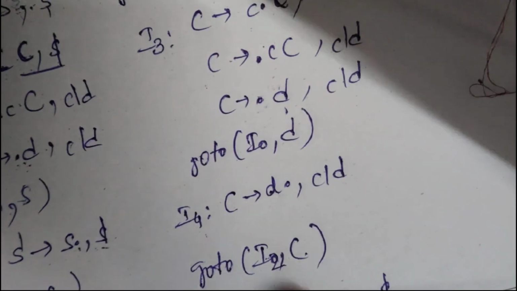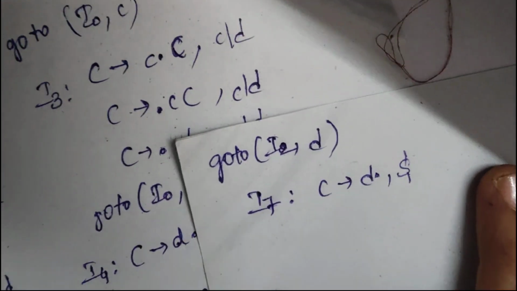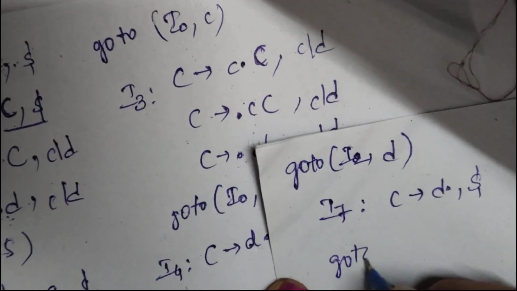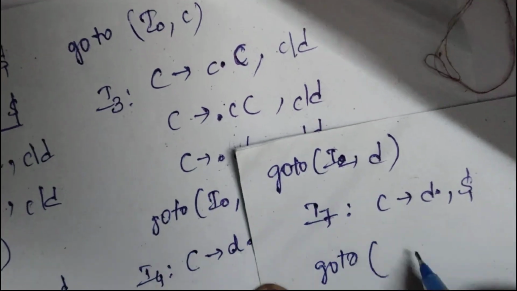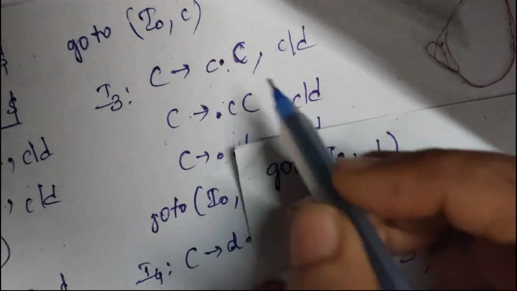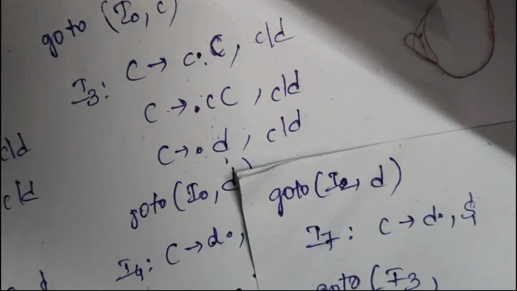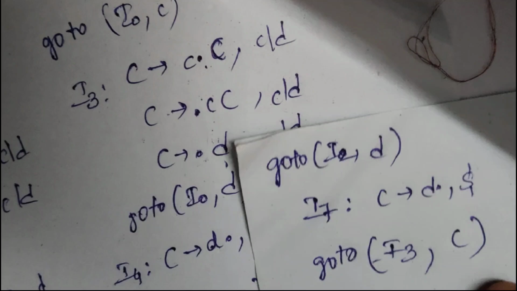Now we'll go to the I3 items and we'll shift all the dots here. Okay, so go to I3 comma capital C. We'll go to every symbol and we'll just shift the dots. Okay, go to I3 comma capital C.